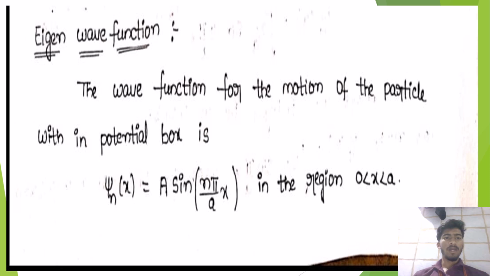Now, what is meant by eigenvalue function? The eigenvalue function for the motion of the particle within the potential box is psi n of x equals A sin n pi by a into x, in the region of 0 less than x less than a.